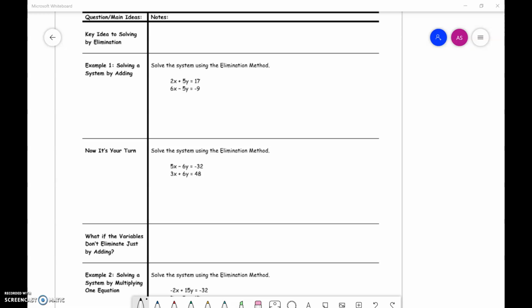All right, solving systems of equations by the elimination method. When you think of the word eliminate, that means to get rid of, to cancel out, to take away. So my goal here is that I want to eliminate one of my variables. That's going to be my key idea. So I want to eliminate a variable.